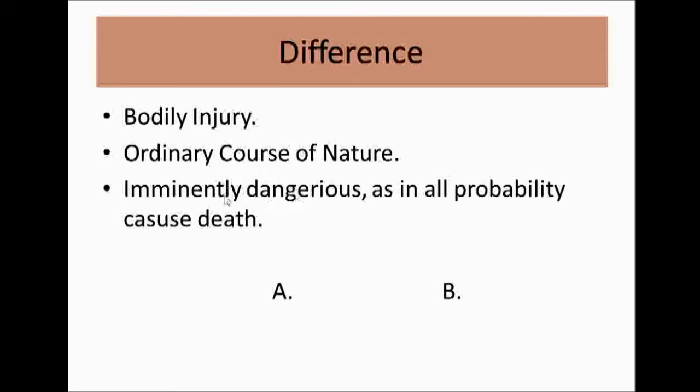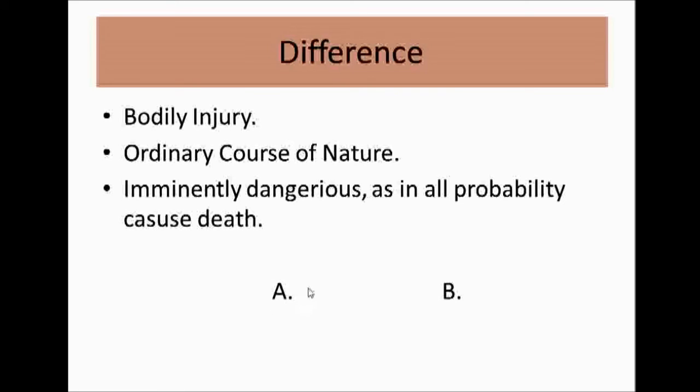If a person is doing a serious kind of act which in all probability will cause death and there is no other consequence except that, then that is murder. So these are the basic differences. First, bodily injury in culpable homicide accelerates death, but in murder it is itself sufficient. When the second point, ordinary course of nature, comes in, it turns that into murder.